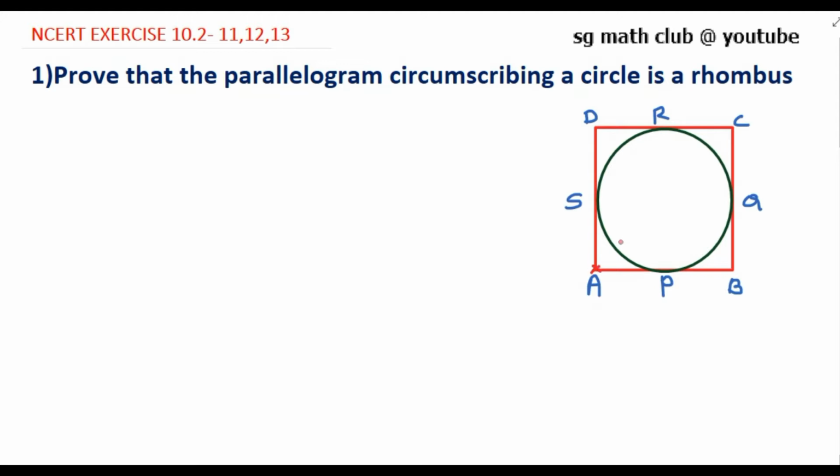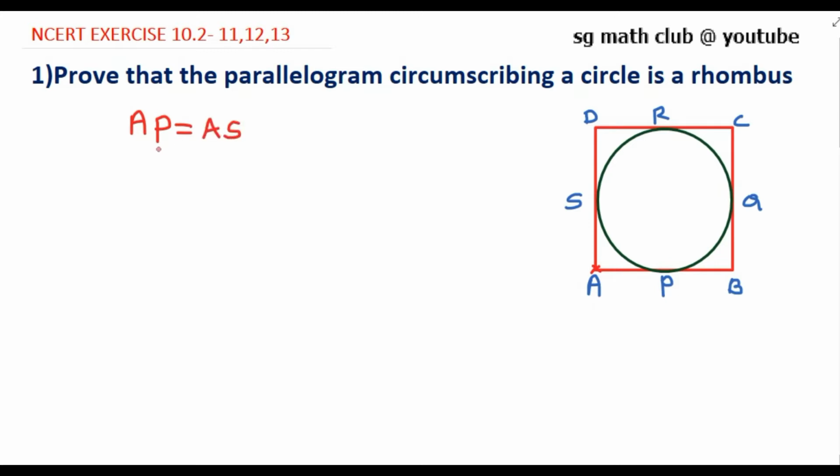A is an external point to the circle, and two tangents are drawn from the point A to the circle. One is AS and the other is AP. And tangent means the line segment which touches the circle at one and only one point, that is called a tangent. So I can write that AP equal to AS because tangents drawn from the external point to the circle are equal.